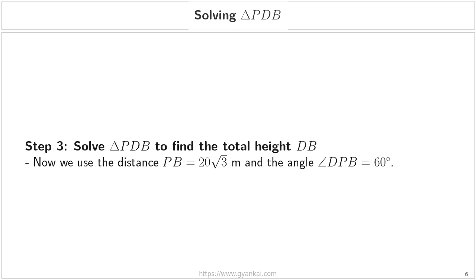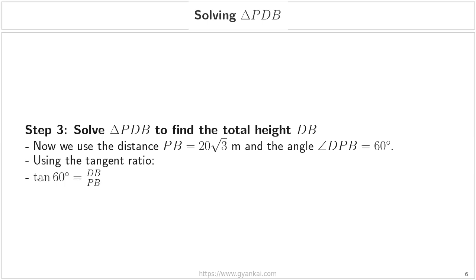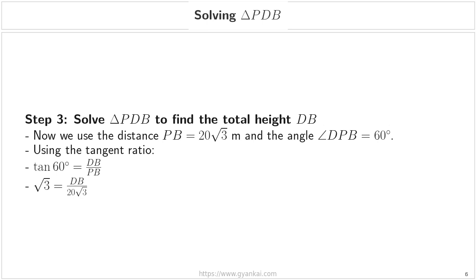To do this, we bring in the piece of information we just calculated in the previous slide. We will use the distance PB, which we found to be 20 root 3 meters, and we will pair it with the larger angle of elevation, angle DPB, which is 60 degrees. Let's apply the tangent ratio to this larger triangle. We set up our equation as tangent of 60 degrees equals the opposite side, which is DB, divided by the adjacent side, PB. Recalling our trigonometric values, we know that tangent of 60 degrees is equal to root 3.